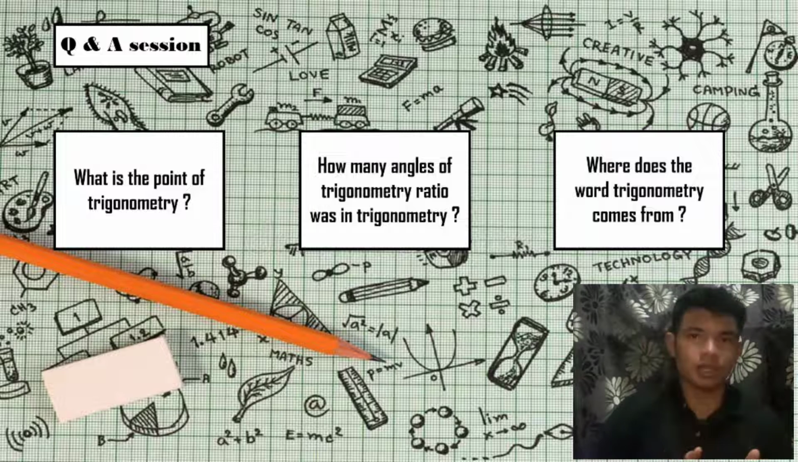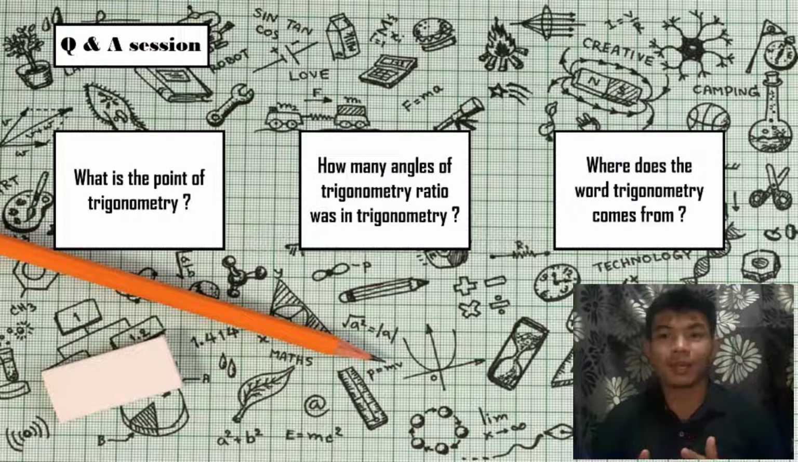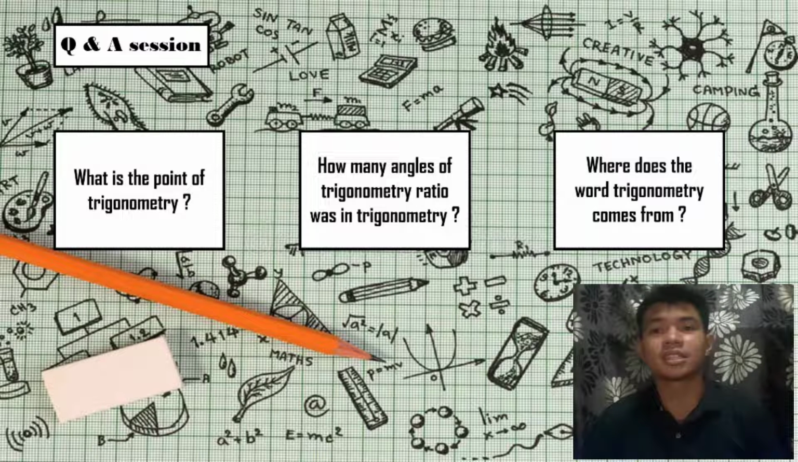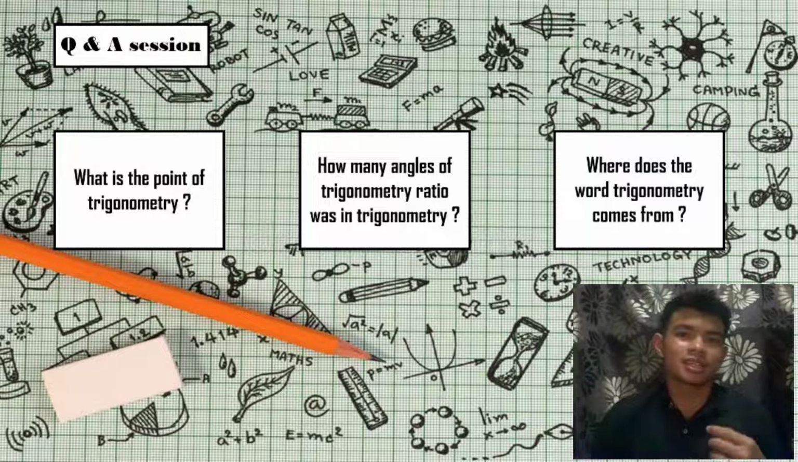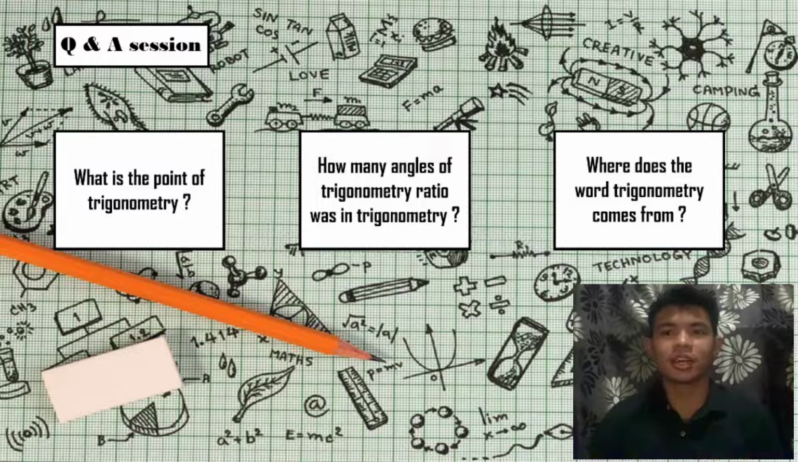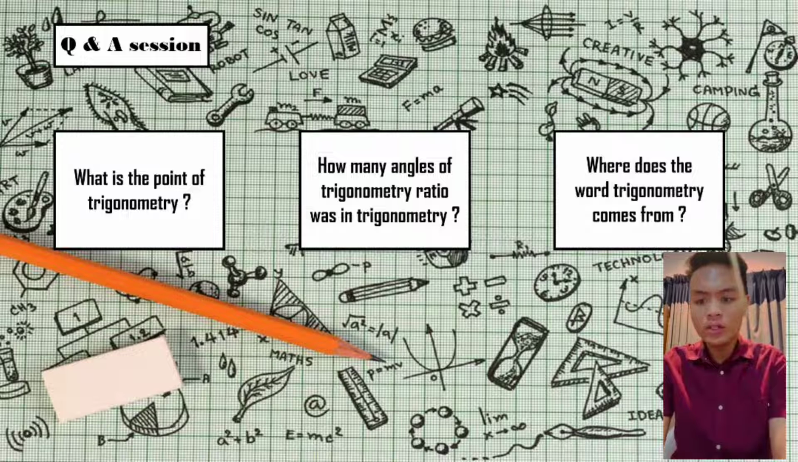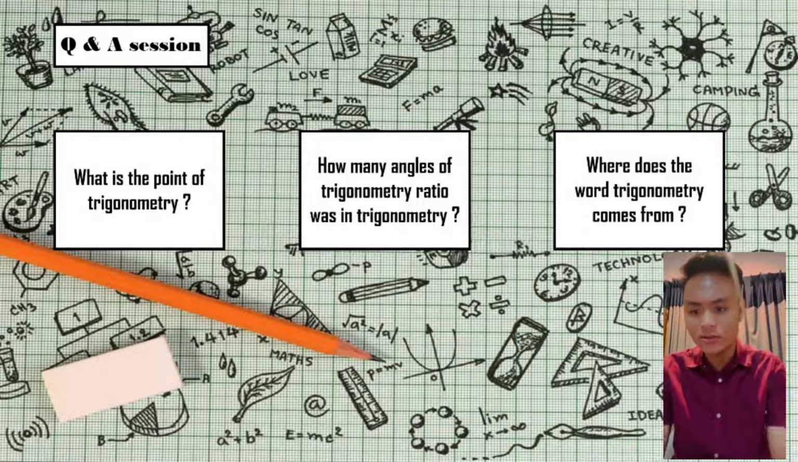The second question from my classmate is, how many trigonometric ratios are there? The answer is there are 6 trigonometric ratios: sine, cosine, tangent, cosecant, secant, and cotangent. The third question is, where does trigonometry come from? The word trigonometry comes from a 16th century Latin derivative, and the concept was given by the Greek mathematician Hipparchus.